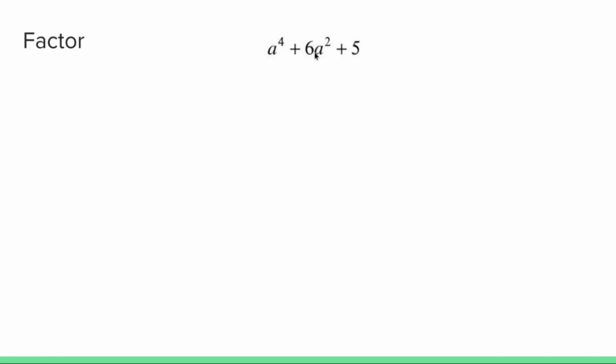Factor a to the fourth plus 6a squared plus 5. Well, I don't like a to the fourths, I don't like a squareds, but you know what this kind of looks like? This looks like it could be quadratic. So this is what I'm going to do. I'm going to make believe that a squared is just regular x, just for a minute. I'm going to make believe that a squared is x, which means the 6a squared in the middle is going to be 6x. So a to the fourth becomes x squared. Okay, that makes sense. So I'll call you x squared plus 6x plus 5.